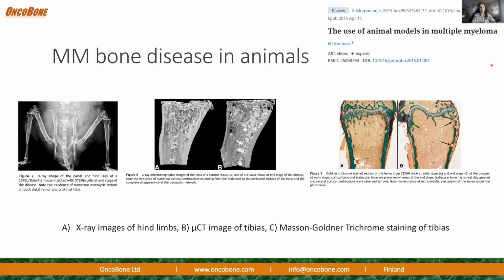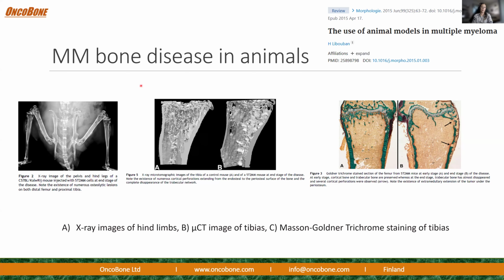Earlier today in the presentation, I gave you some ideas of what the multiple myeloma bone disease looks like in humans. So here we'll do a quick comparison to animal models before we head to the case example studies that I would like to discuss with you today.